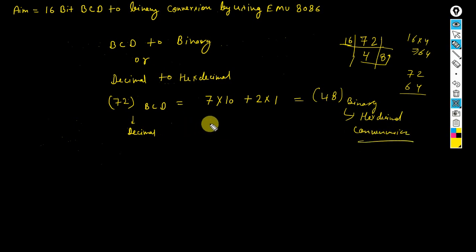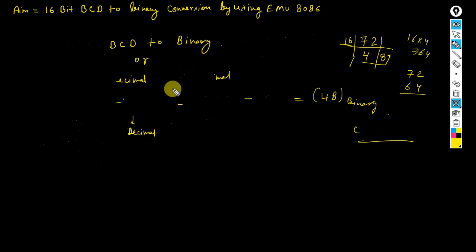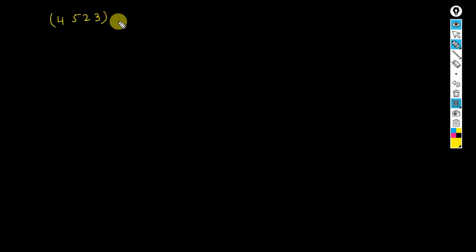Take another example, how to convert it. Take the next example. Suppose 4523 is your decimal value. Convert it into hexadecimal form. So what is the method?